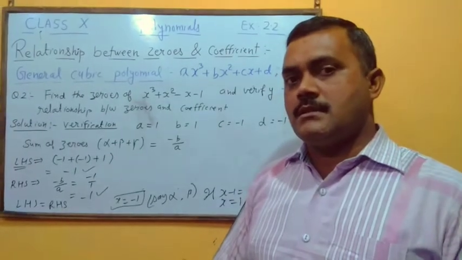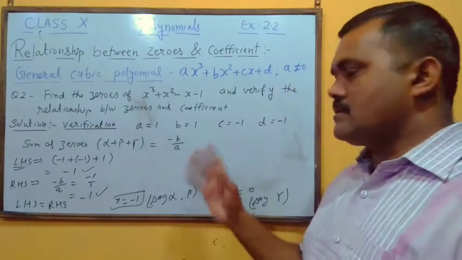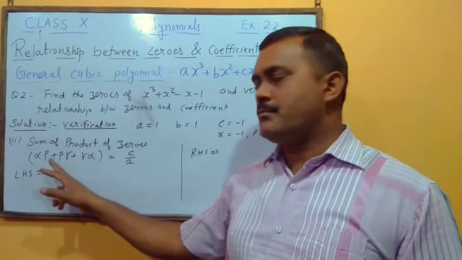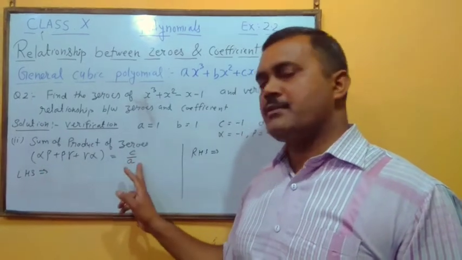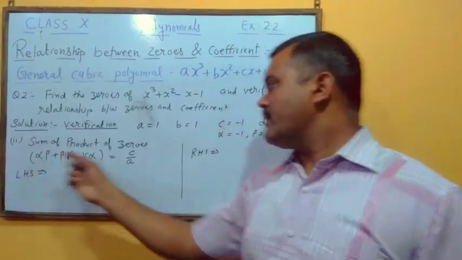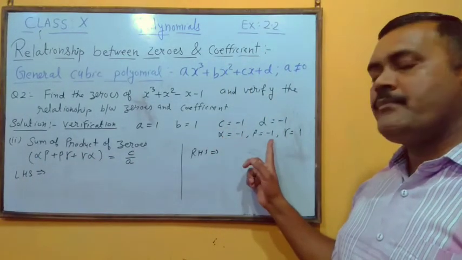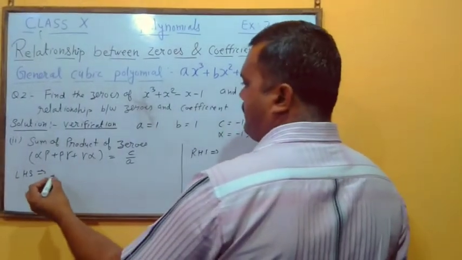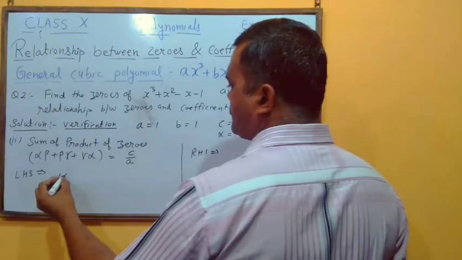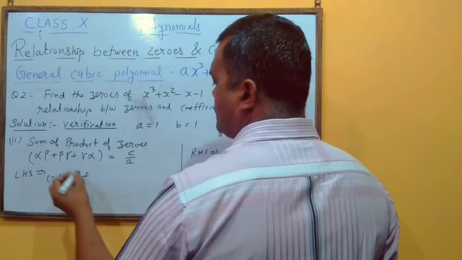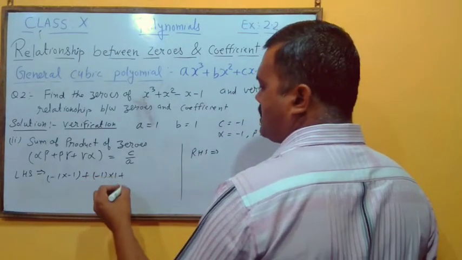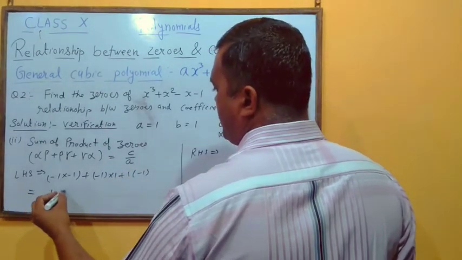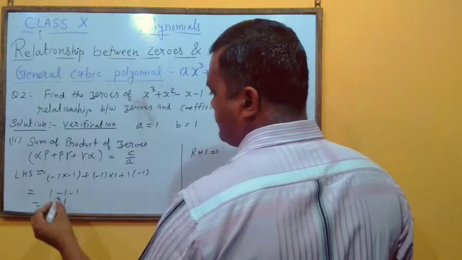Now we come to the second part, which is sum of product of zeros. Let us verify this also once again. Now we have the second verification, sum of product of zeros, that is alpha beta plus beta gamma plus gamma alpha is equal to c upon a. So let us take the left hand side. You know very well what are the values of alpha, beta. Alpha is minus 1, beta is minus 1 and gamma is 1. And a, b, c are already written in the previous section also. So LHS will be minus 1 multiplied by minus 1 plus minus 1 multiplied by 1 plus 1 multiplied by minus 1. So we have 1 minus 1 minus 1. So ultimately we got minus 1 because 1 will get cancelled.